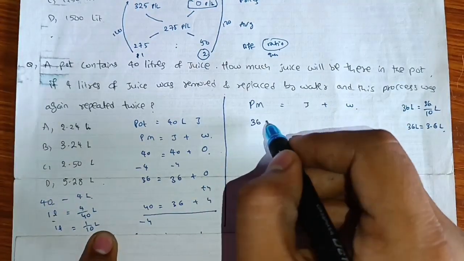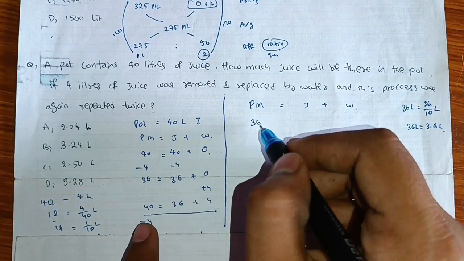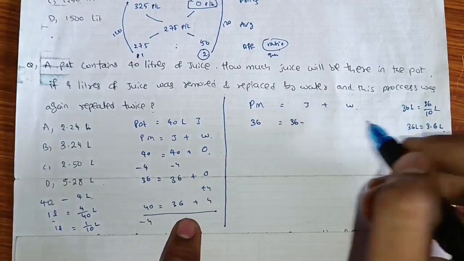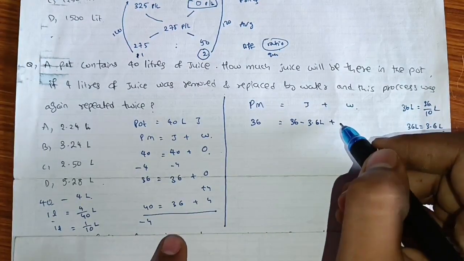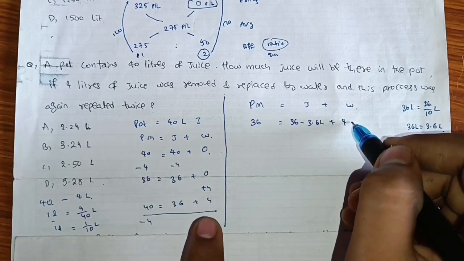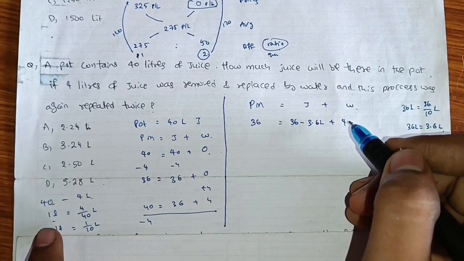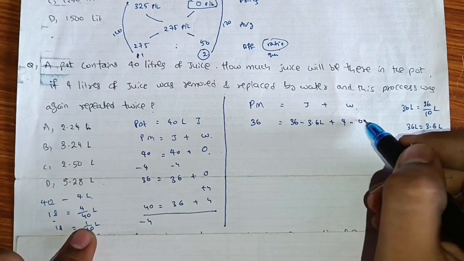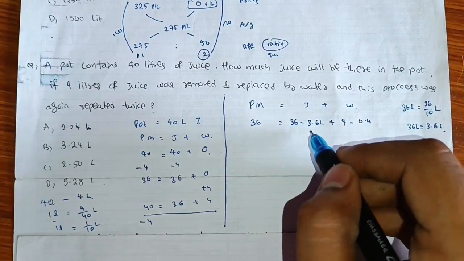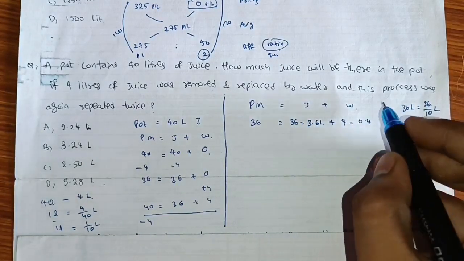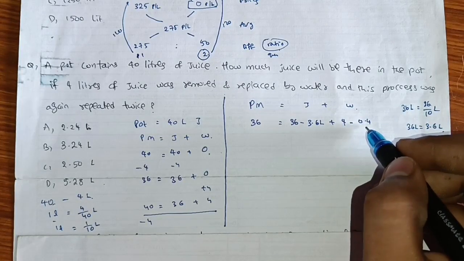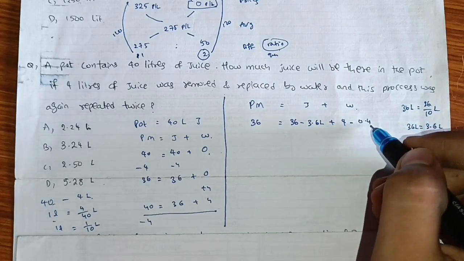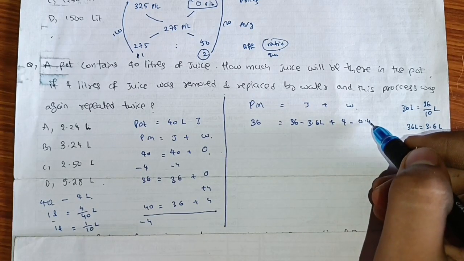Here again we remove 4 liters from the mixture, and it becomes 36. From the 36 we remove 3.6 liters. Again from the 4 liters of water we remove, multiplying both sides, 4 by 10, which is 0.4 liters. So combining these two, 3.6 and 0.4, equals 4 liters.